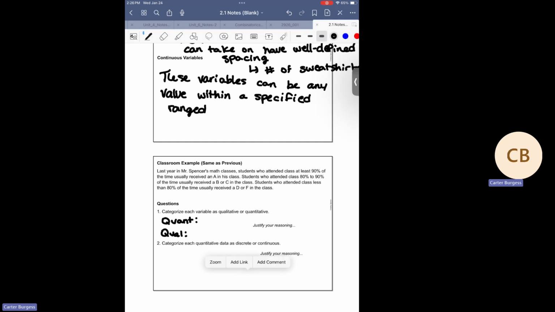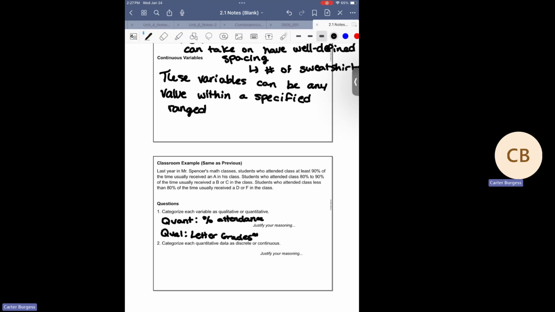I would definitely say that the grades specifically, and I like that you specified that it's the letter grades, would be our qualitative. And therefore, what would the quantitative be? You're not always going to have one or the other, but in this case, what would the quantitative be? The attendance percentage. Definitely is going to be quantitative.